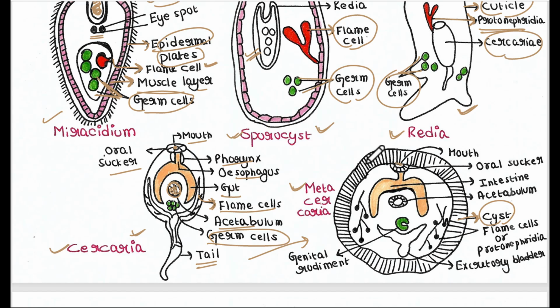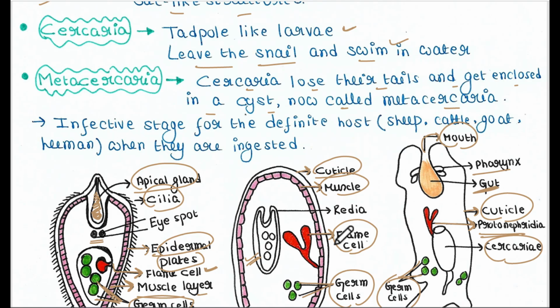And here again is the mouth, the oral sucker, then intestine. Here is the acetabulum, and here are a few flame cells or protonephridia used for excretion, and then the excretory bladder. Here is the genital rudiment. So this is the structure of metacercaria, and they are the infective stage for the definitive host, that is either sheep or cattle or goat or human, when they are ingested.